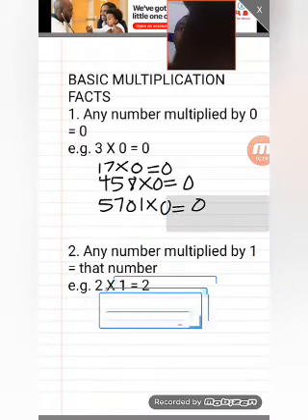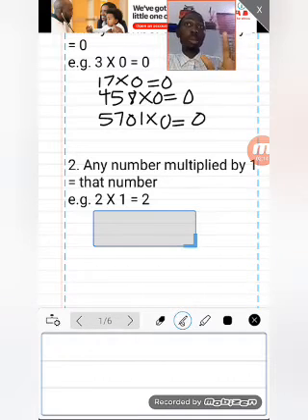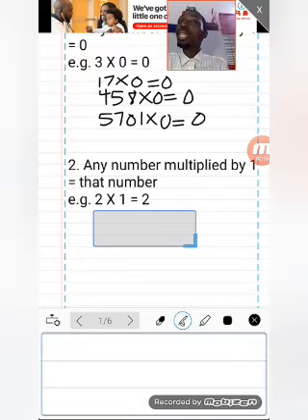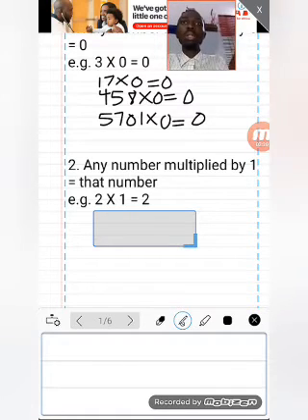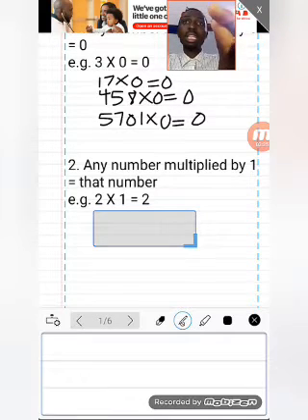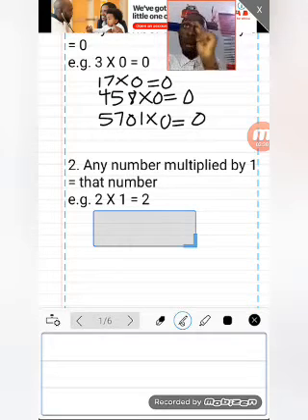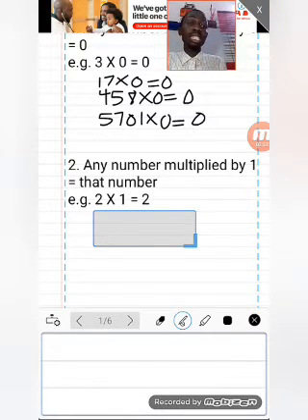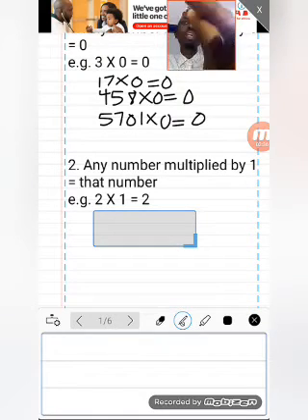So let's look at another fact of multiplication. You've learned that any number multiplied by 0 is 0, no matter how big or how small the number is. So let's look at this other fact. This fact states that any number multiplied by 1 is equal to that same number. Any number, no matter how big or how small, multiplied by 1 would give you that same number. Look at this example.